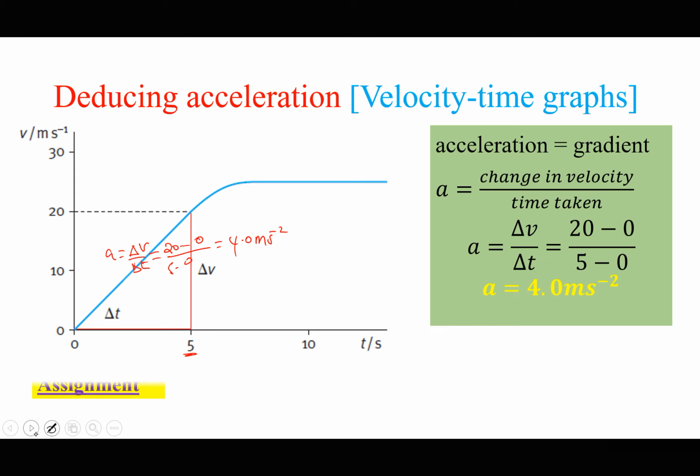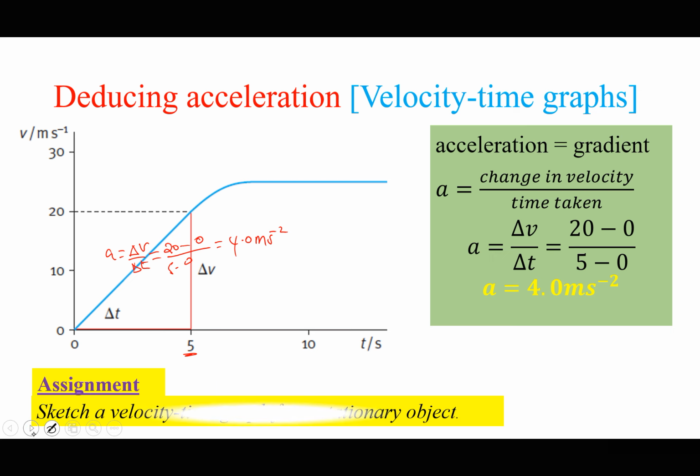As an assignment, I may ask you to sketch a velocity time graph for a stationary object. I think I've already sketched this. Velocity time graph for a stationary object, graph for v against t. If the object is stationary, we have said the line will be along the horizontal axis because a stationary object has zero velocity and zero acceleration.